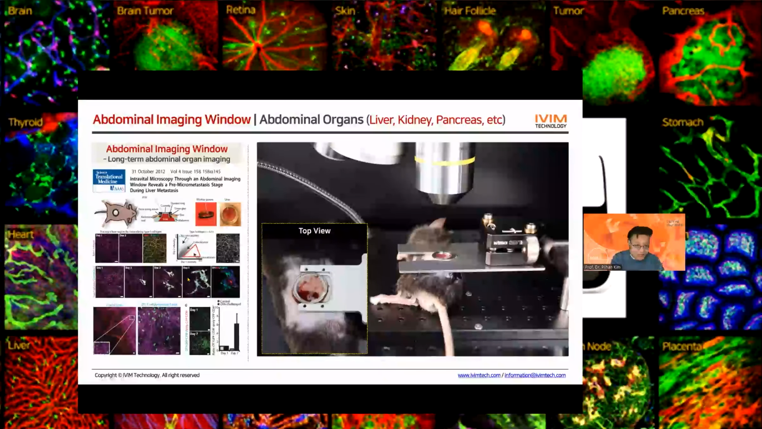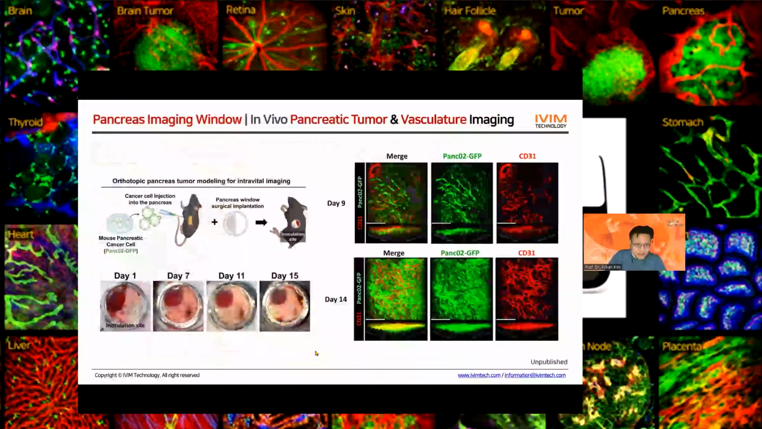Then there's another imaging window technique called abdominal imaging window. So it has a ring shape. We made our own version of this abdominal imaging window, and then we can use it to visualize the abdominal organs such as liver, kidney, pancreas, spleen, and so on. Okay. So let me just share some of our ongoing work.